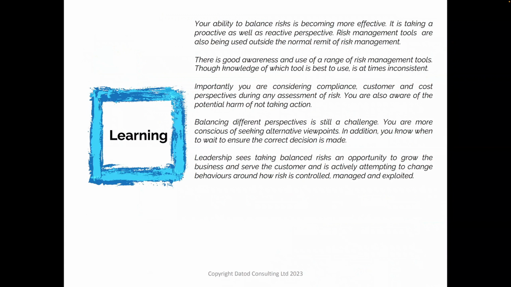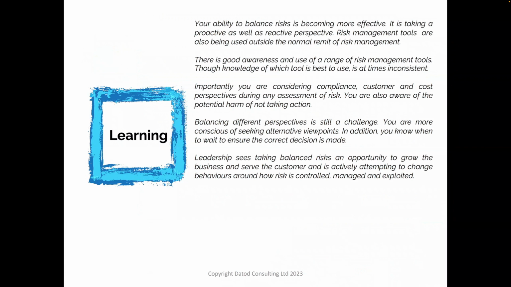An organisation that's sitting at learning really is understanding how to balance risks with opportunities, and its risk management approaches are much more effective. It's taking a more proactive approach. There are more tools available that move outside the normal remit of risk management in terms of new products. There's good awareness of those tools, and which ones to use is becoming more consistent. You're beginning to consider other risks other than patient risks, compliance risks and cost risks. They're all looked at through the lens of risk management.